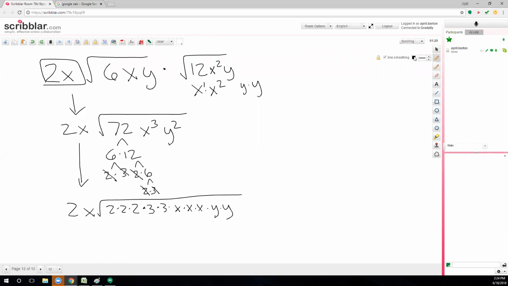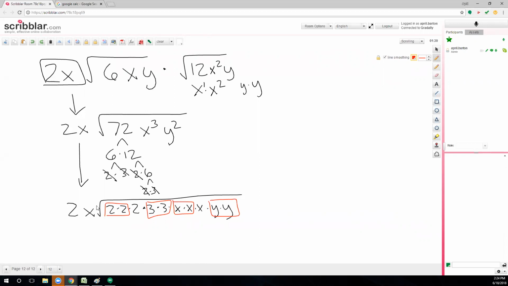So we still look for groups of 2. We have 2 2s with an extra 2. We don't circle that, that's not part of our group of 2. We have 2 3s. We have 2 x's with an extra x again. And we have 2 y's. So now let's multiply all those groups back together.